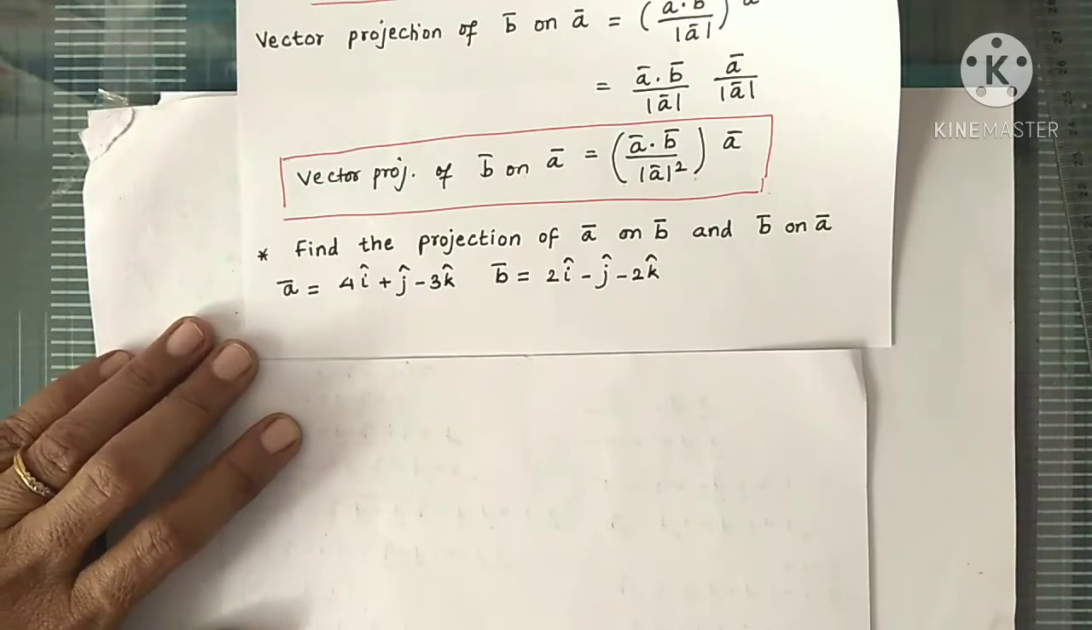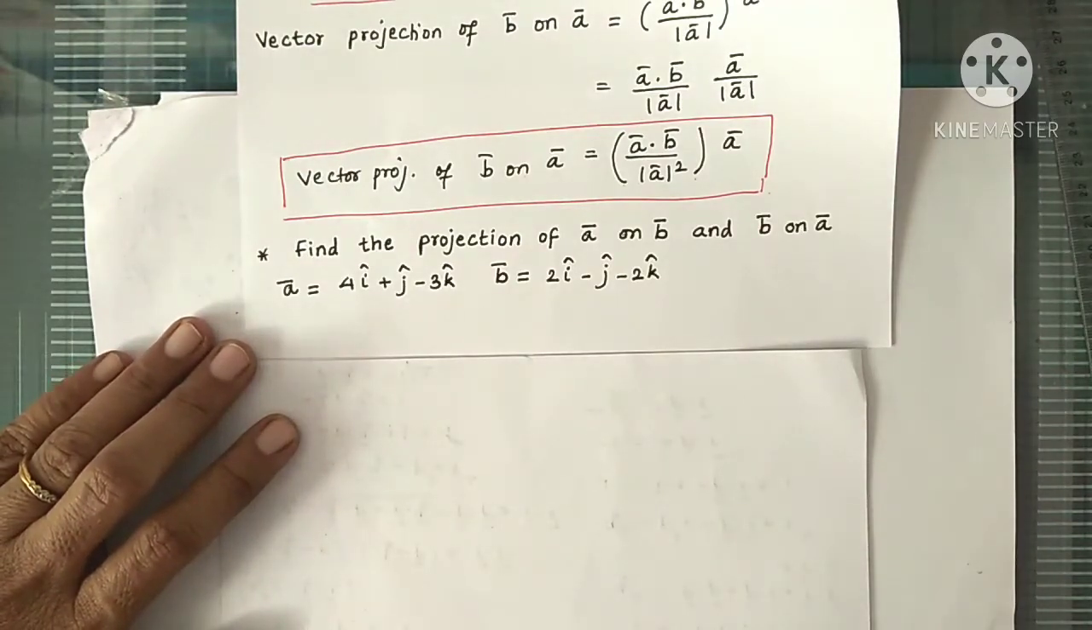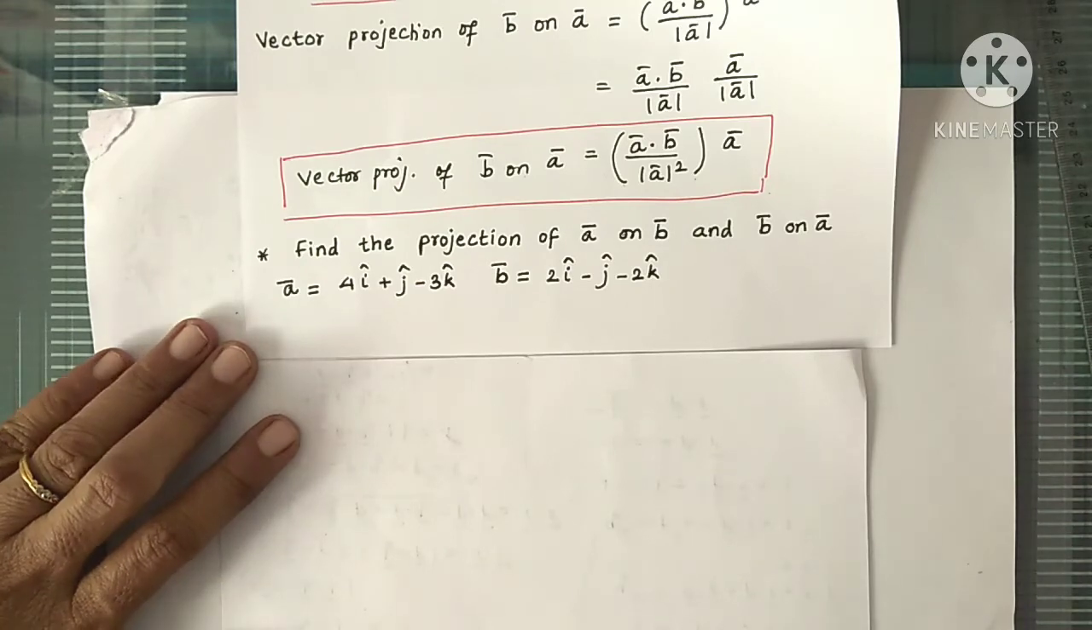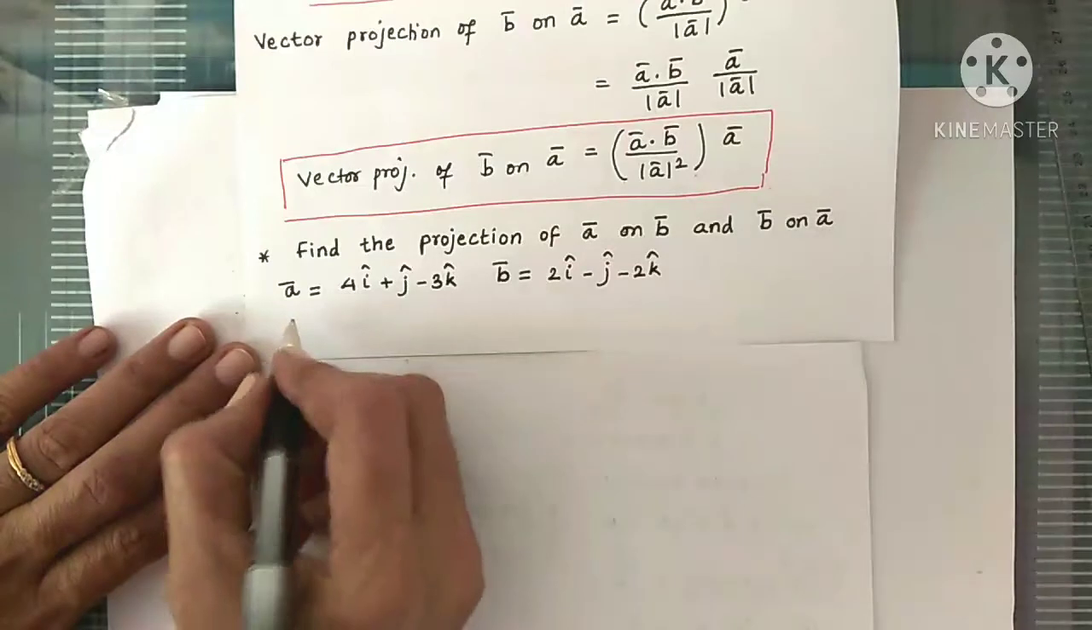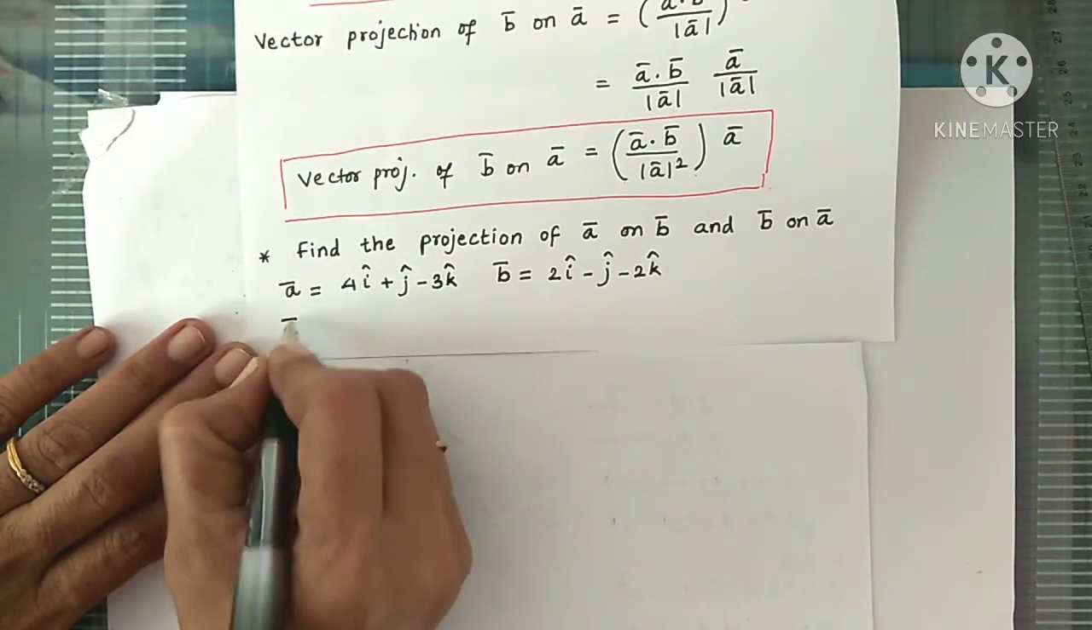So scalar projection of B bar on A bar is A bar dot B bar upon modulus of A bar, and scalar projection of A bar on B bar is A bar dot B bar upon modulus of B bar. So what we need is the dot product of A bar and B bar and the magnitudes of A bar and B bar. First let's find those, and then we will write the formula and substitute the values. First of all, let's find A bar dot B bar.